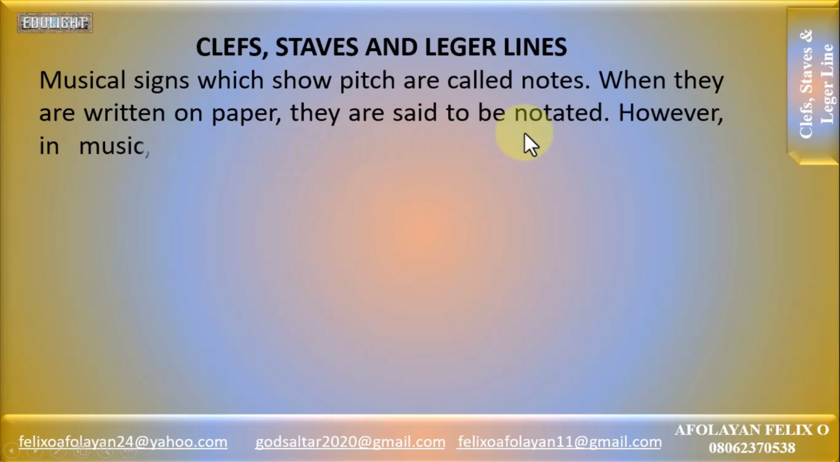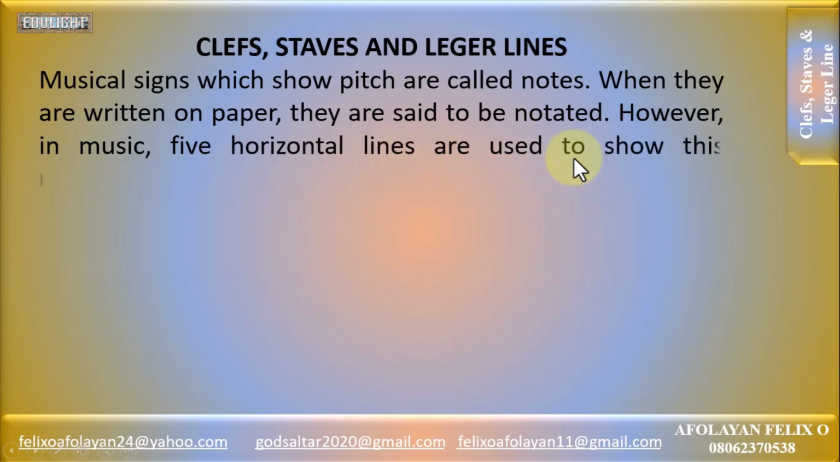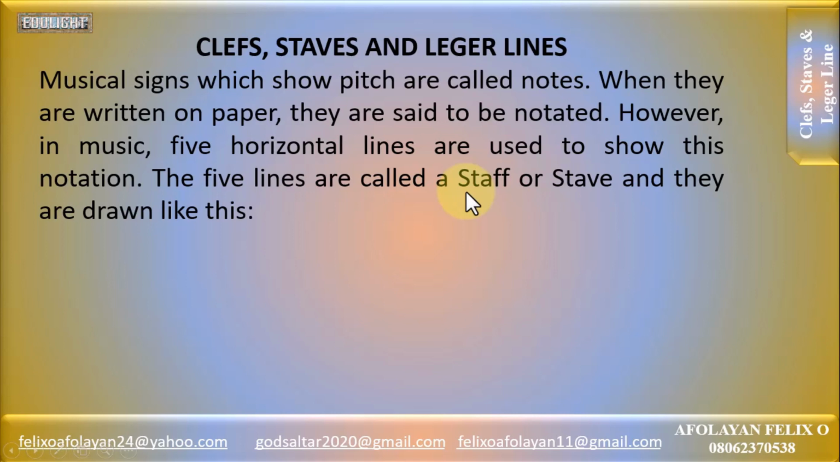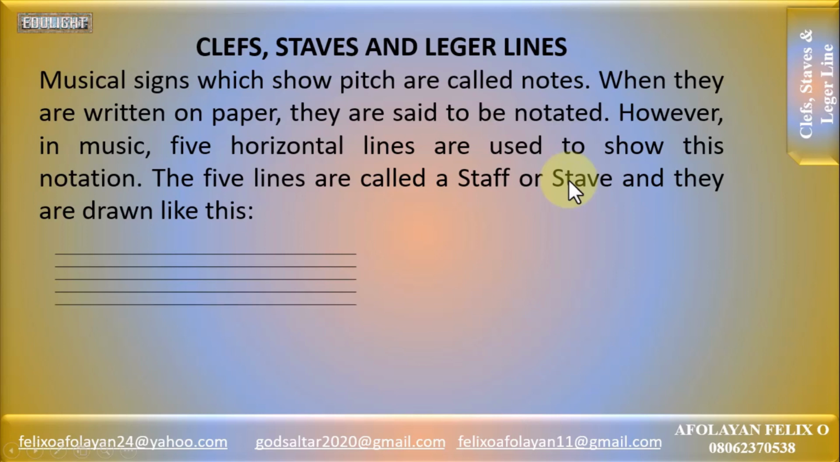However, in music, 5 horizontal lines are used to show this notation. The 5 lines are called a staff, and they are drawn like this. That's 1, 2, 3, 4, 5. That is 5 lines.